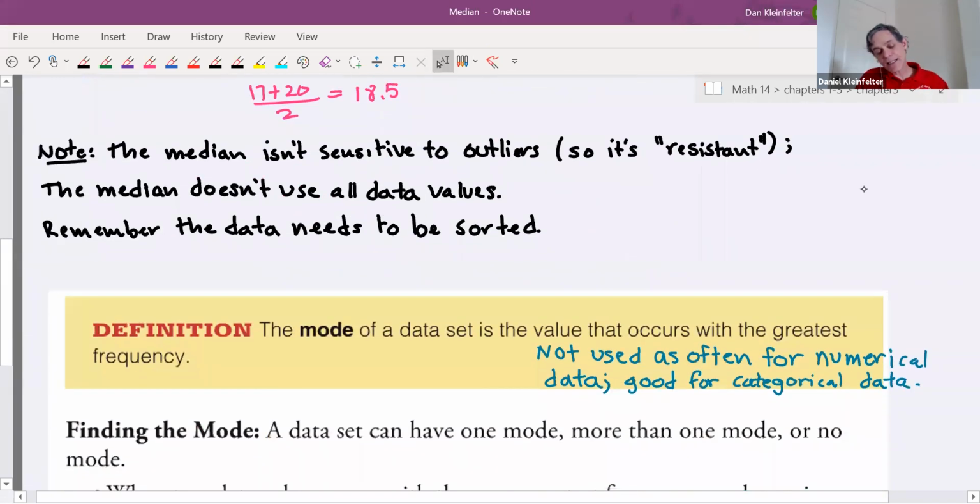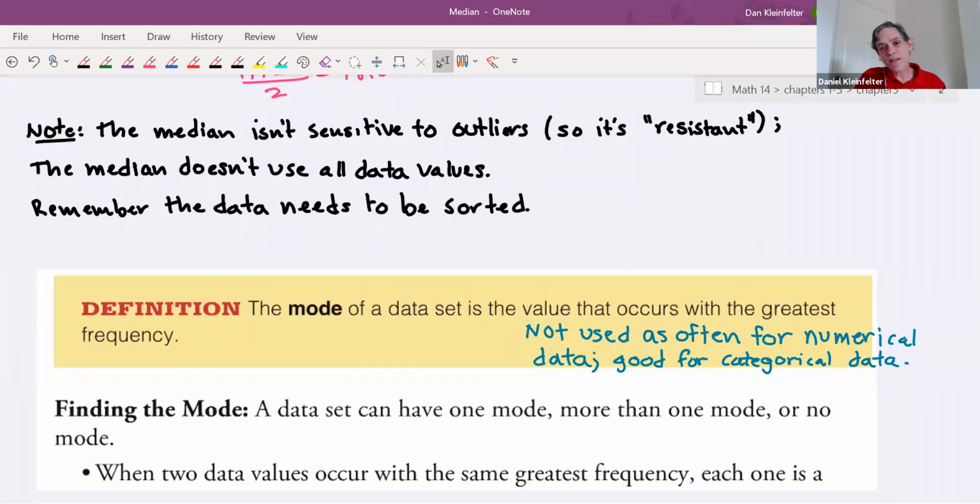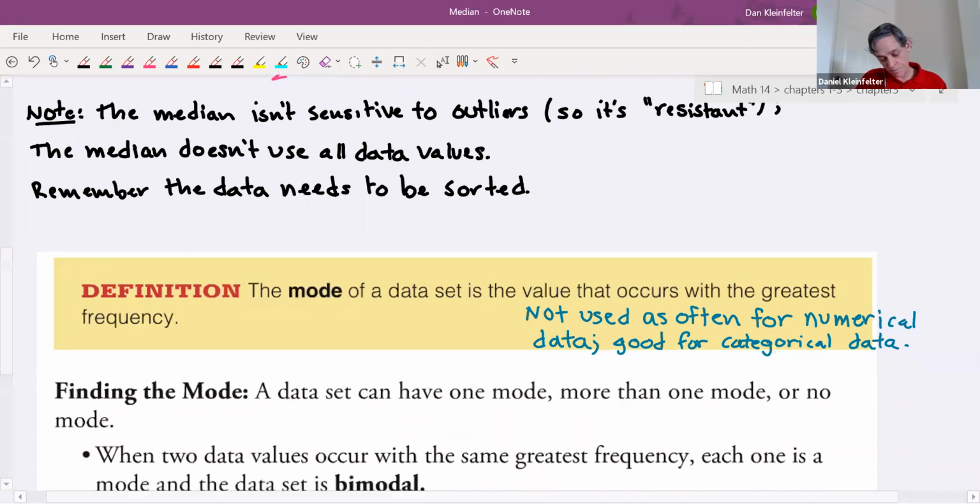The last measure of center that we're going to look at right now is called the mode. The mode of a data set is the value that occurs with the greatest frequency. The mode is not used as much with quantitative data, where we might be more likely to use the mean or the median, but for categorical data, we can't really do math on eye colors or political parties or people's zip codes. So instead, the mode is useful. There we're just counting the most frequently occurring values.